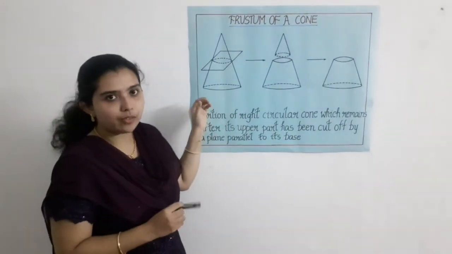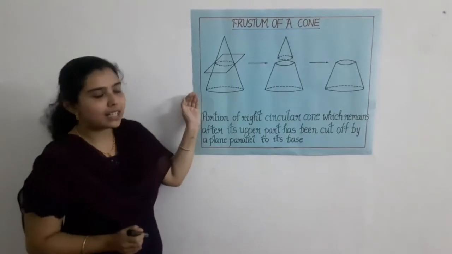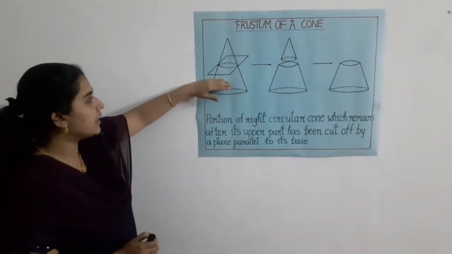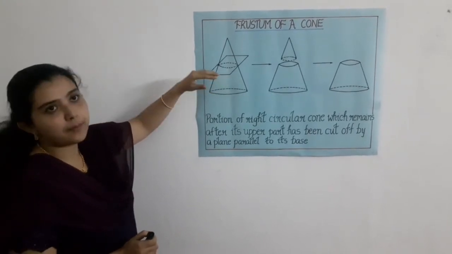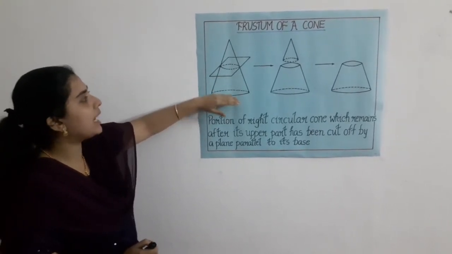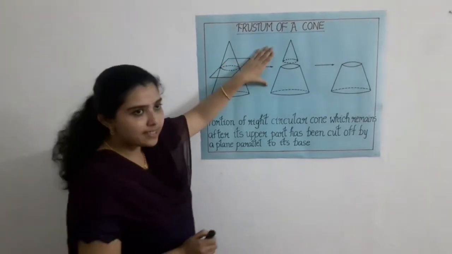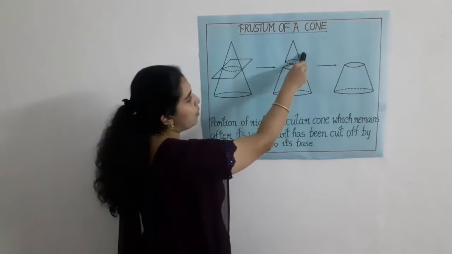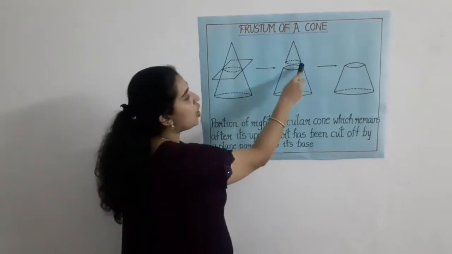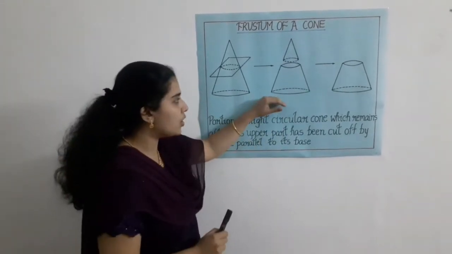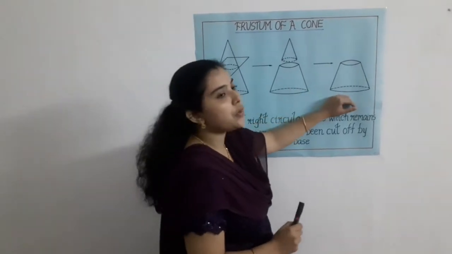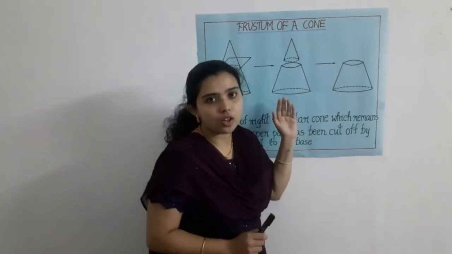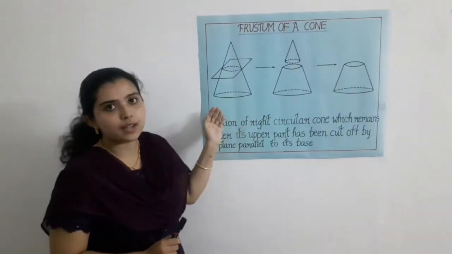So once more I will repeat it. First of all we will consider a right circular cone. Then we will cut the cone into two parts by passing a plane which is parallel to its base. Then it will be separated into two parts. The upper part will be a cone which is of a smaller size and the leftover lower part will form a unique solid object, and the name of this unique solid object is the frustum of a cone. So I think you all have got an idea about the frustum of a cone.